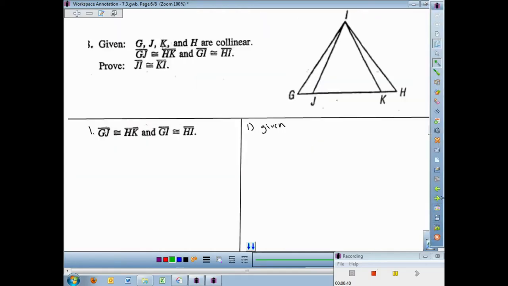Excellent. Next one, pretty good proof right here. It's a challenger. So let's see what they give me. You don't have to write this down. I don't know why they write stuff like that down. G, J, K, and H are collinear. Well, that's something you can assume from a picture, so you don't have to write that down. But they tell you this segment GJ is congruent to segment HK. Okay, and segment GI, which is this guy, is congruent to segment HI. So they gave you that. All right.